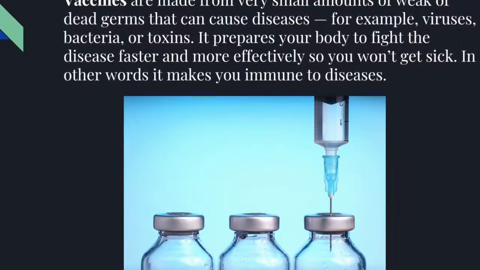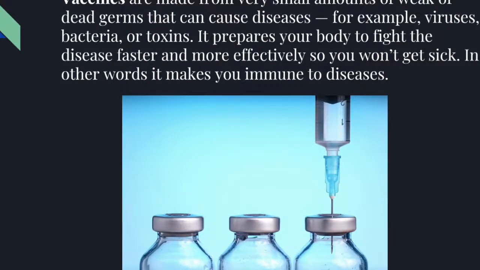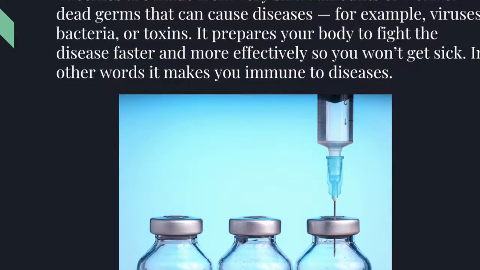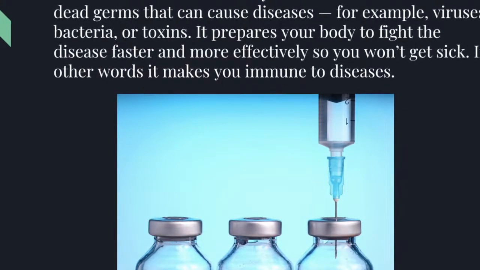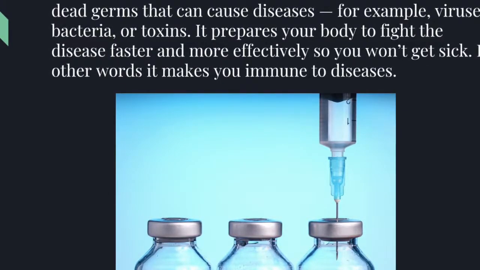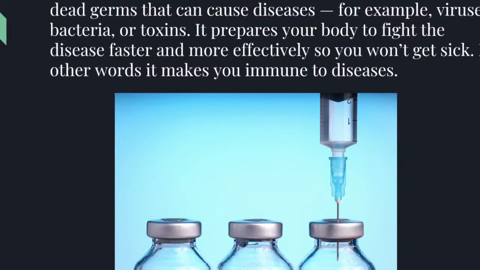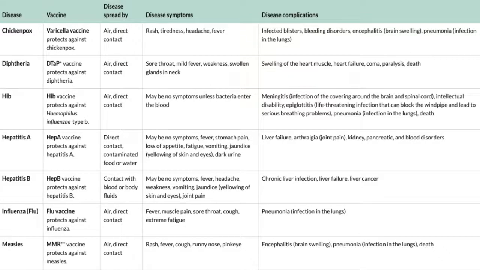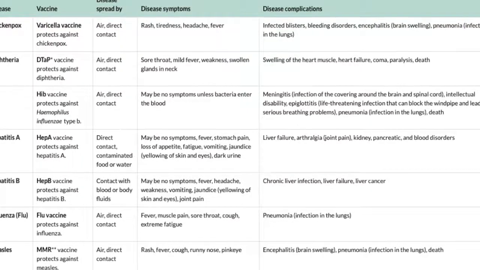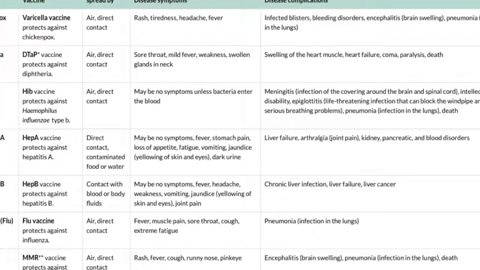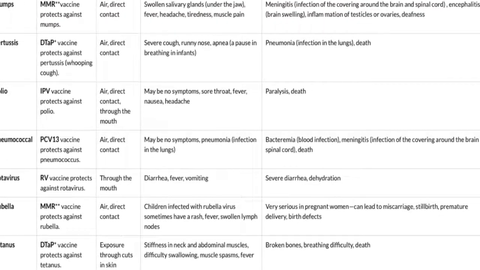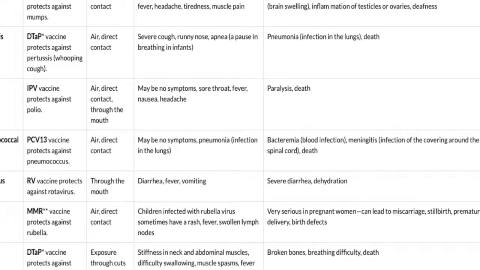Some ingredients found in vaccinations are aluminum, thimerosal, gelatin, human serum albumin, recombinant albumin, sorbitol, and other stabilizers. Others include antibiotics, egg proteins, although it's more yeast protein, and latex. This chart describes the different diseases and what vaccines are needed for them, how the diseases are spread, disease symptoms, and the disease complications if you don't get vaccinated.